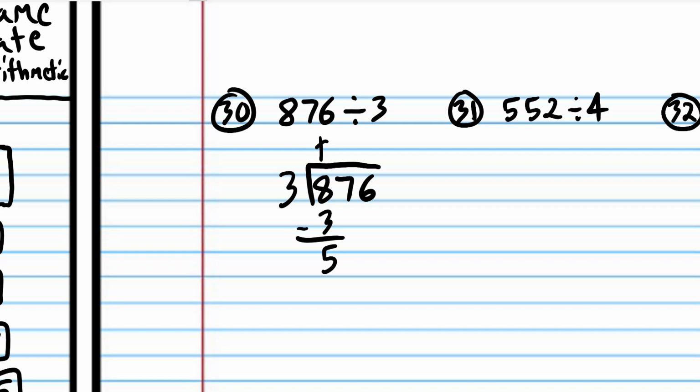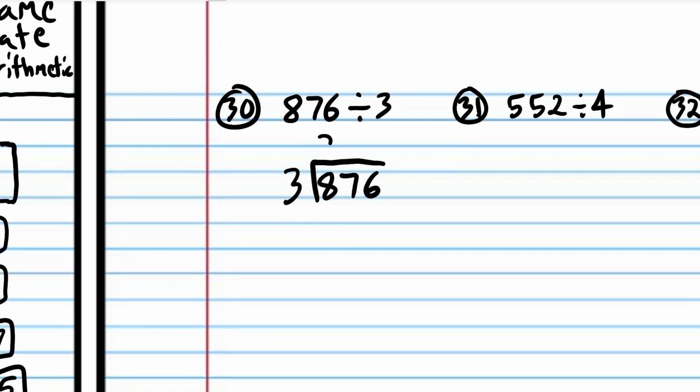All right. So 3 goes into 8 2 times. 3 times 2 is 6, and 8 minus 6 is 2. All right. So that's the first cycle.